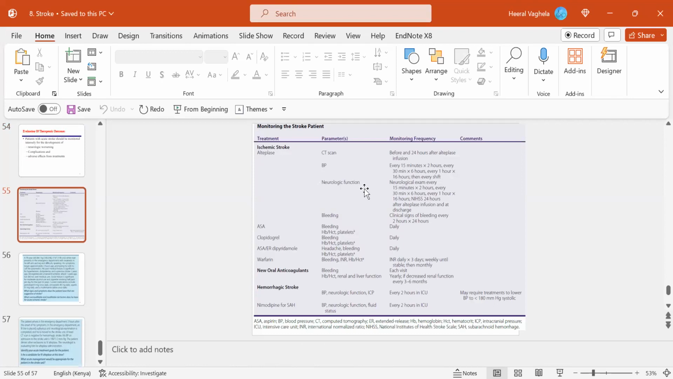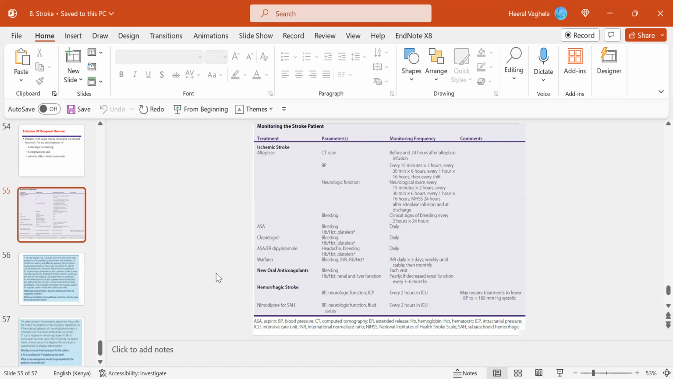Yeah, so this table just gives an overview. You give alteplase when the patient meets the criteria and it's within 4.5 hours. If not both of them, then you start with the aspirin. Then for secondary prevention, you have clopidogrel, aspirin again, warfarin, or rivaroxaban, or apixaban. And for hemorrhagic stroke, you need to control the blood pressure because we don't want any aneurysms to rupture.